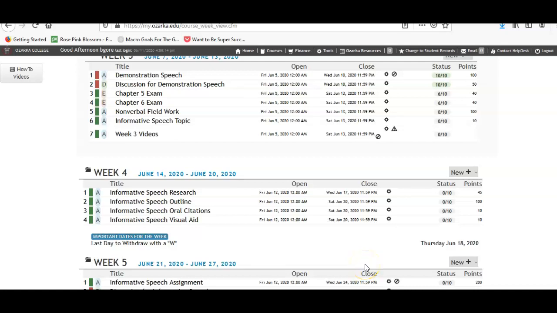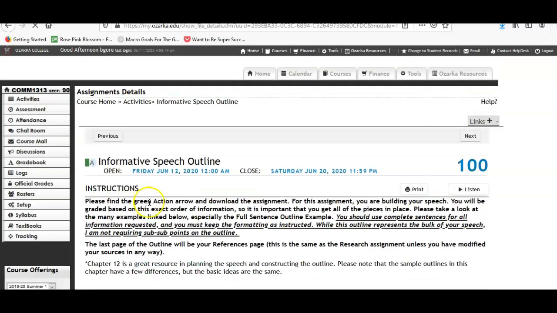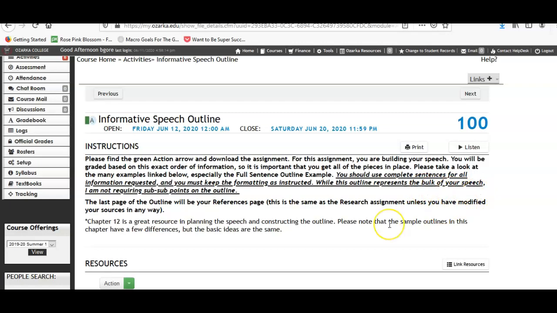All right, once you have selected your sources for your speech, it is time to start building the speech. And you're going to do that through the use of an outline. And so by Saturday, you need to complete your informative speech outline. The order that this outline appears in is exactly the way that you should be going in your speech. You should be able to follow it from the beginning to the end.